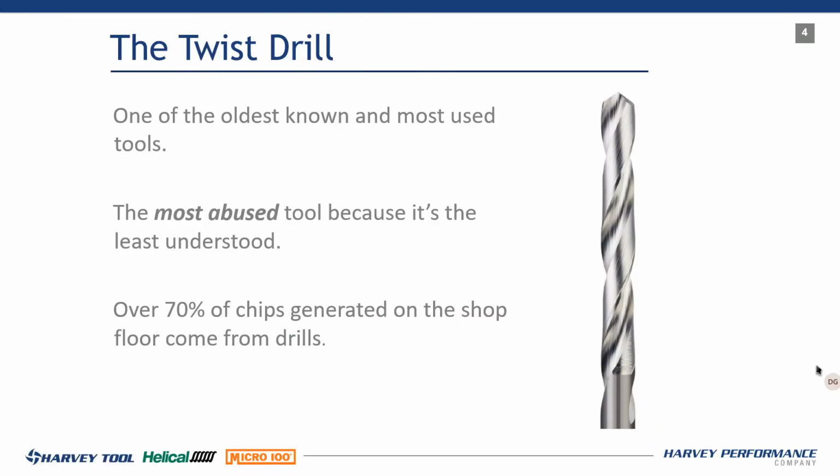So first, let's talk about the twist drill. It's one of the oldest known and most used tools that we have in our arsenal. It's also one of the most abused tools because it's the least understood. Seems like a simple design, but it is the least understood. Over 70% of chips generated on the shop floor come from your drills. It's actually one of the highest and fastest metal removal tools that you'll have in your arsenal.